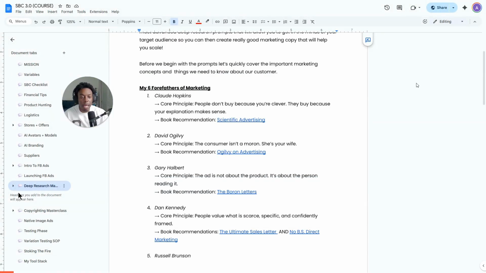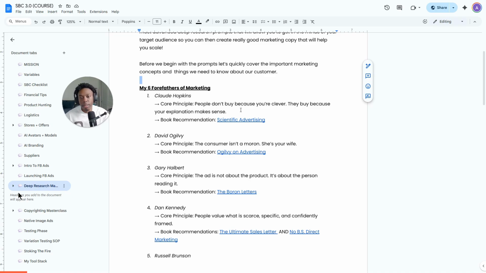So just so you're aware, a lot of the foundation that I've built today comes from these 6 forefathers of marketing. These guys have really inspired me over the last few years when it comes to understanding marketing and copywriting. So I've pulled resources from their specific trainings and combined them all into one massive prompt and step-by-step strategy that you can apply to your long-form copy and native image ads.